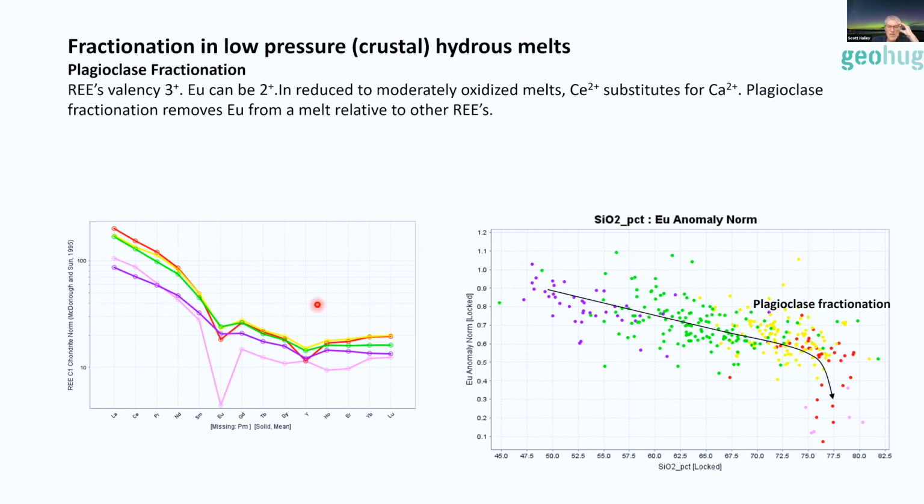So if there's no depletion in europium, this value has a value of 1. Right? So with no fractionation of plagioclase, europium will plot across here. If plagioclase is fractionating, then this dip becomes larger, and we'll see a trend like this, declining europium with increasing silica. That's a classic signature of plagioclase fractionation.